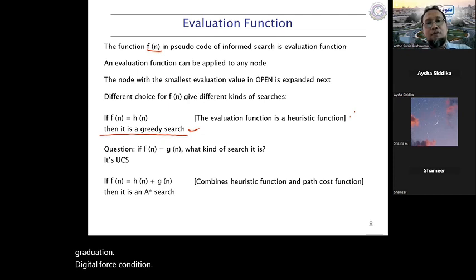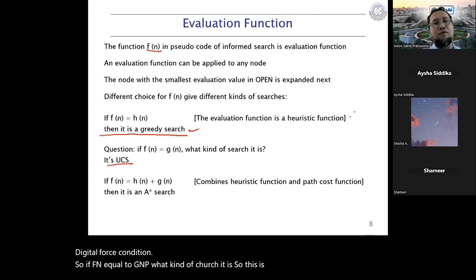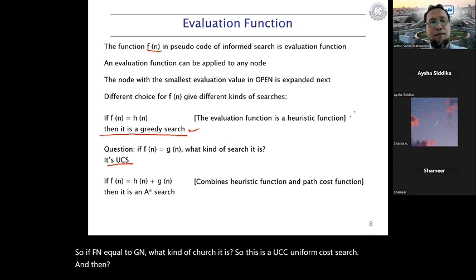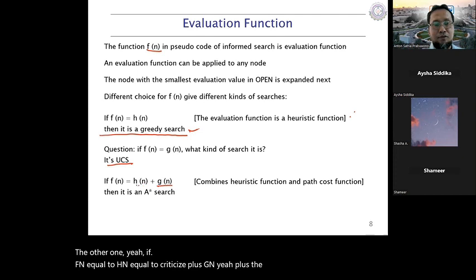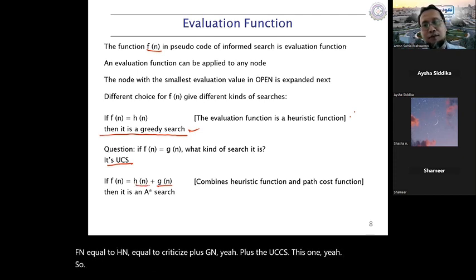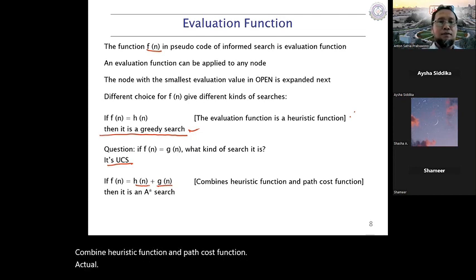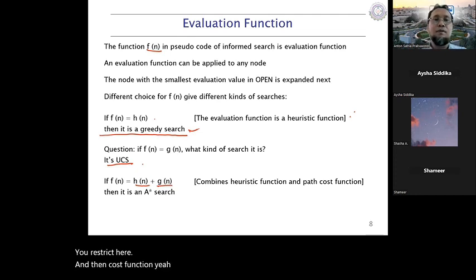So if Fn equals Gn, what kind of search is it? This is UCS, uniform cost search. And the other one, if Fn equals Hn, that is greedy search. Plus Gn, plus the UCS, combines the heuristic function and the path cost function. So heuristic here, and cost function here, UCS, uniform cost search.